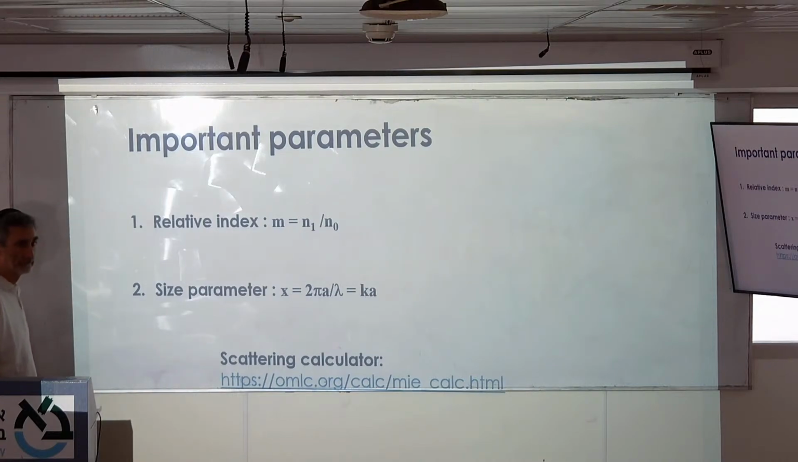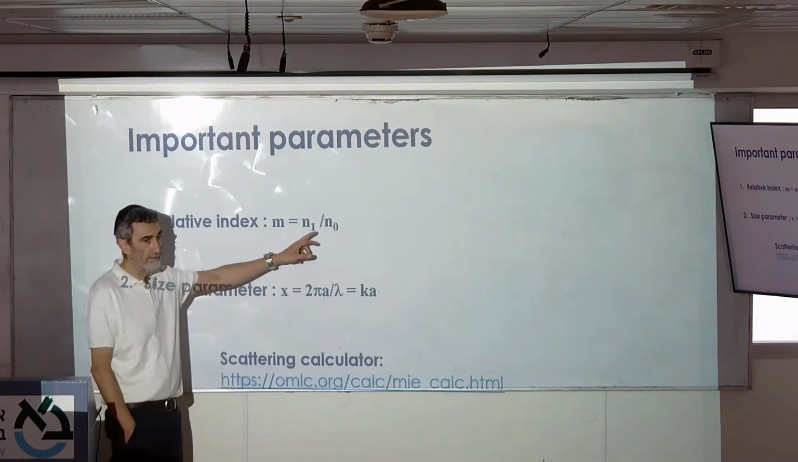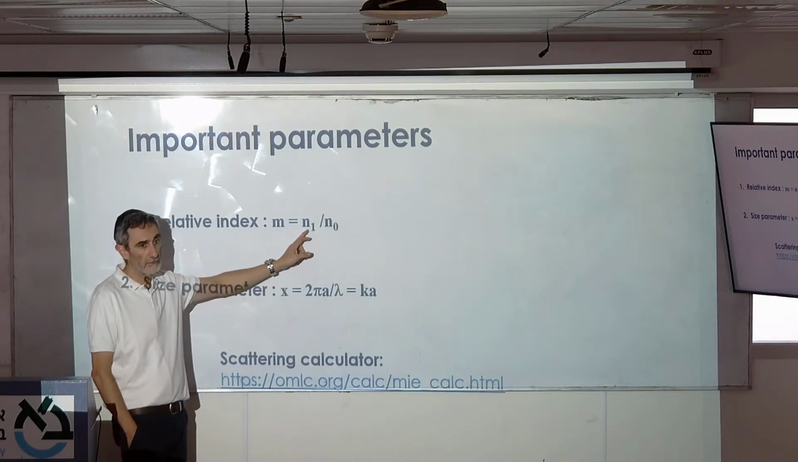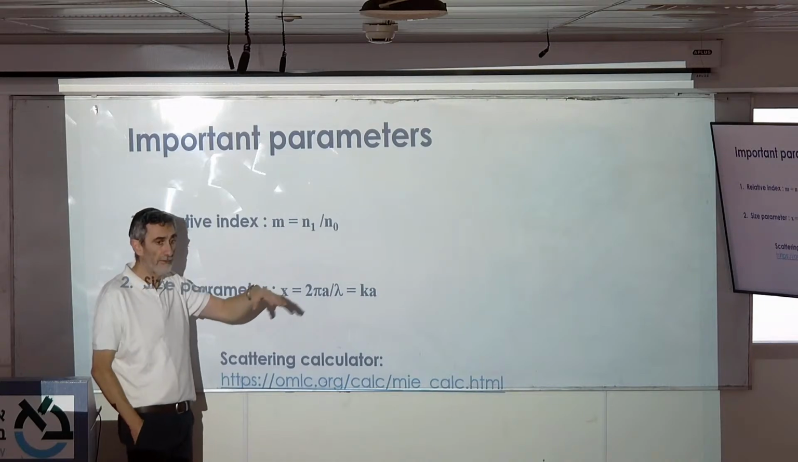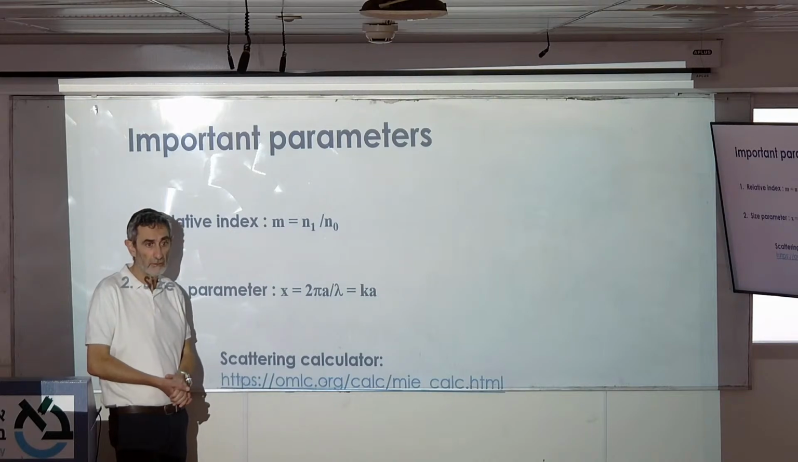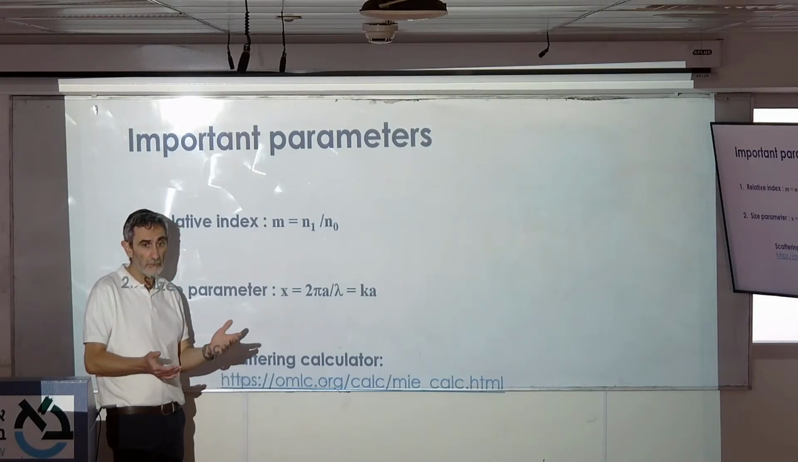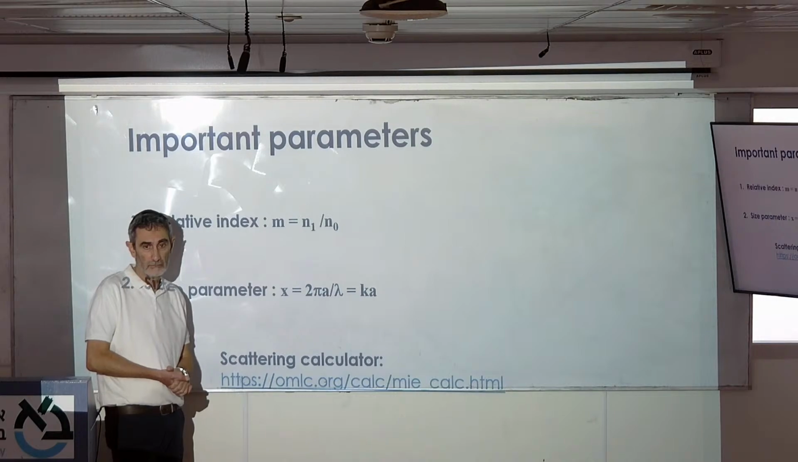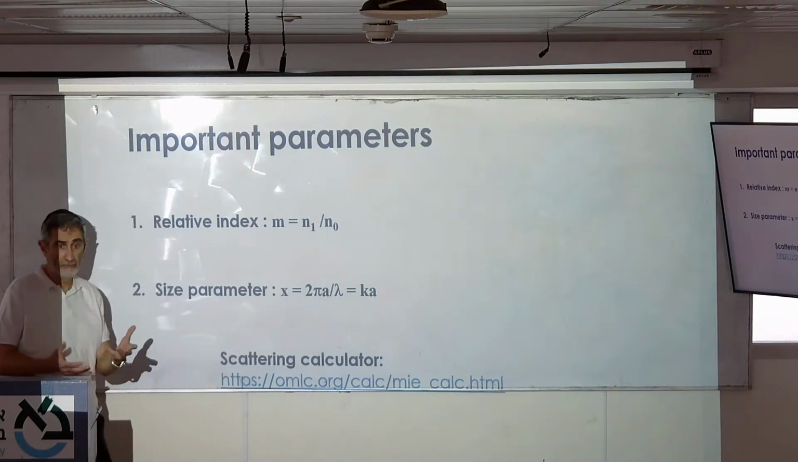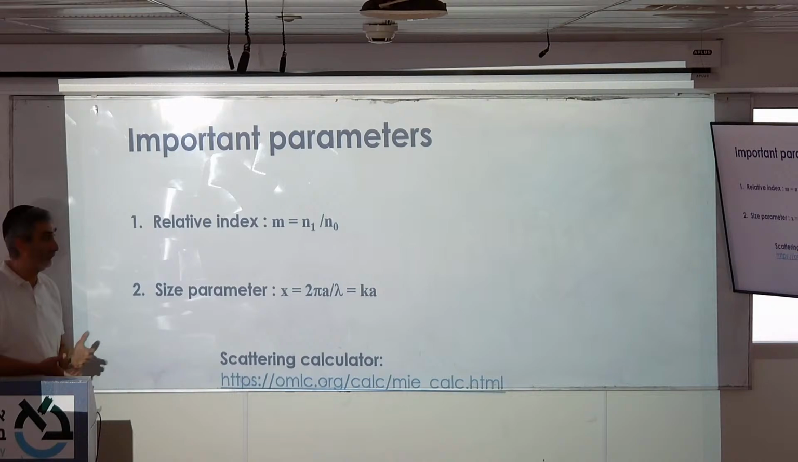N1 and N0 are the index of what? They represent these two here? Yes. N1 is the index of the scatterer itself, and N0 is the index of the environment, the matrix around the scatterer. So we assume that the scattering medium is inside a bigger medium? Yes, right. It can be free space, but it can also be physical matter.